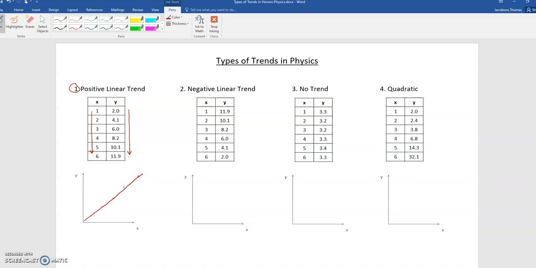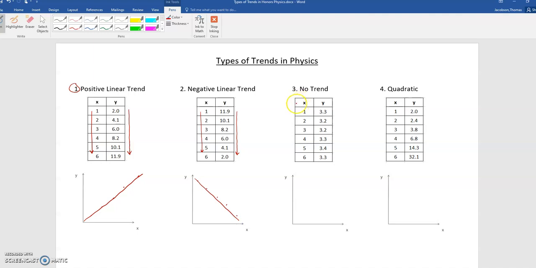The next type of trend is number 2, where as x increases by 1, the variable y decreases. And because it's linear, it decreases by about the same amount each time as x increases by the same amount each time. So if you were to graph this, you would see points on your graph that look like this. And all we would have to do is sketch a linear trend line that has a negative slope, a line that goes down and to the right.